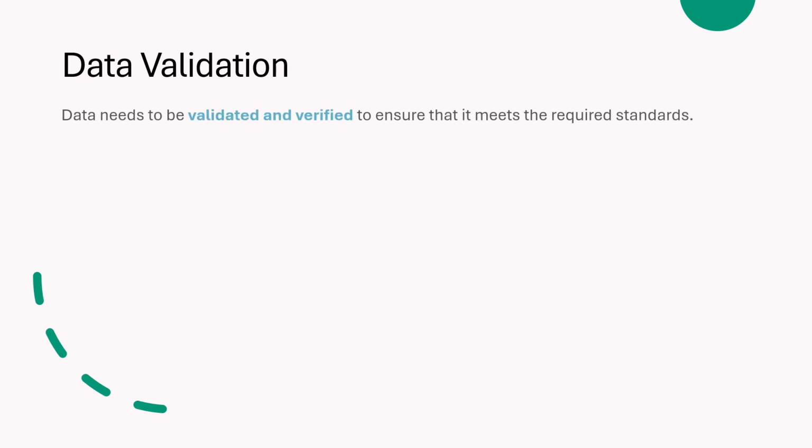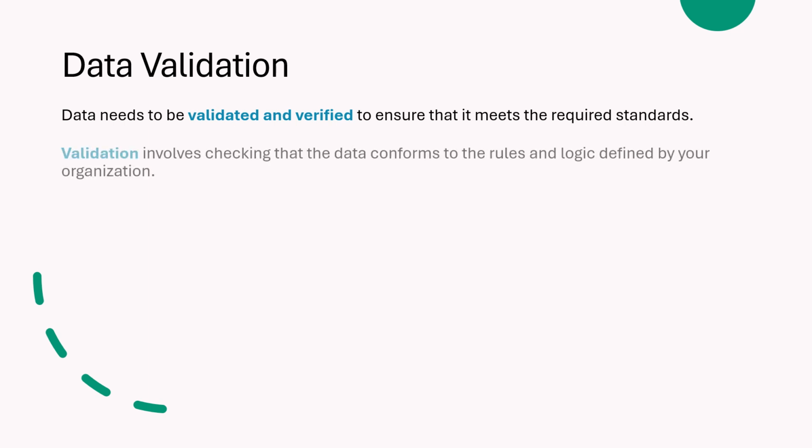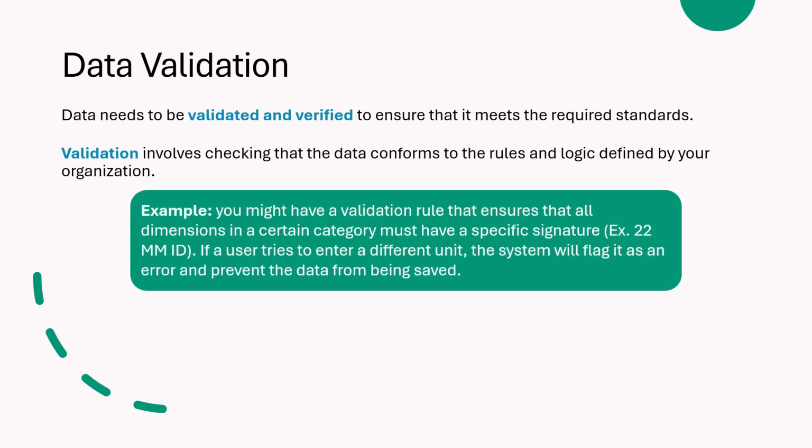Once data is created, it needs to be validated and verified to ensure that it meets the required standards. Validation involves checking that the data conforms to the rules and logic defined by your organization. For example, you might have a validation rule that ensures that all dimensions in a certain category must have a specific signature. If a user tries to enter a different unit or formatting, the system will flag it as an error and prevent the data from being saved.